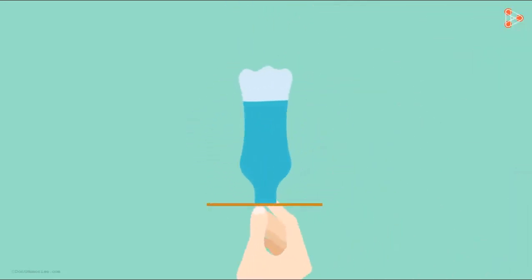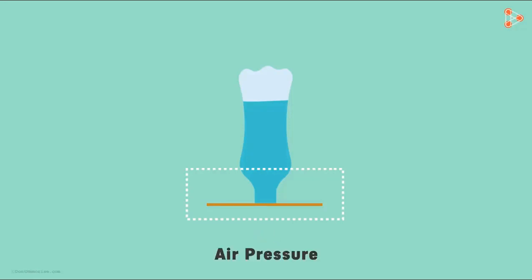Now let go of the paper. What did you see? The cardboard paper sticks to the surface. Why is it held to the surface? It is held to the surface because of the air pressure that is pushing the paper in the upward direction. The upward air pressure is sufficient to counter the downward push exerted by the water.